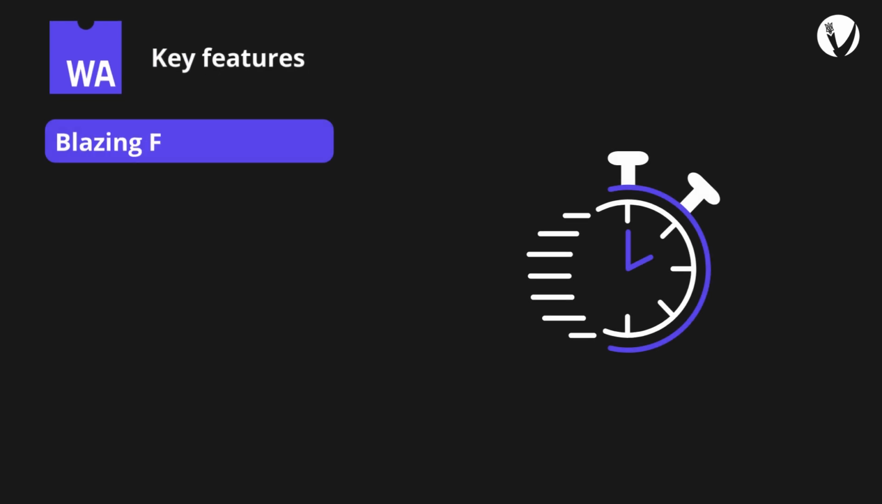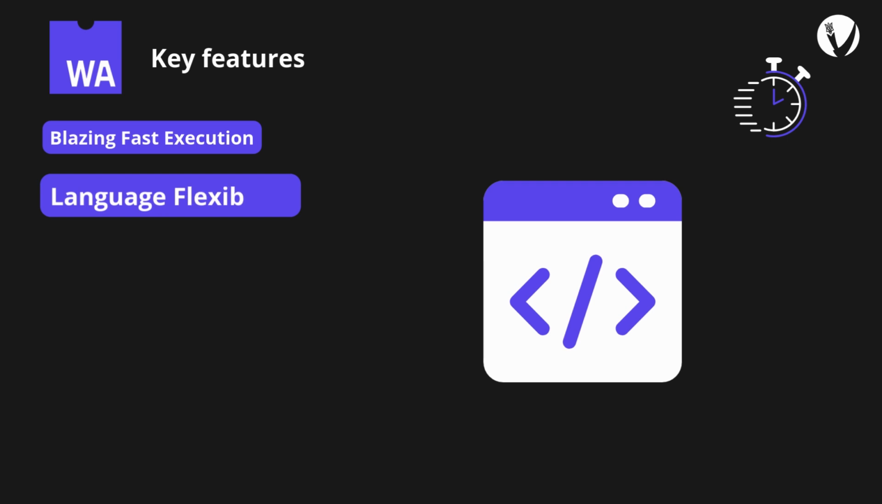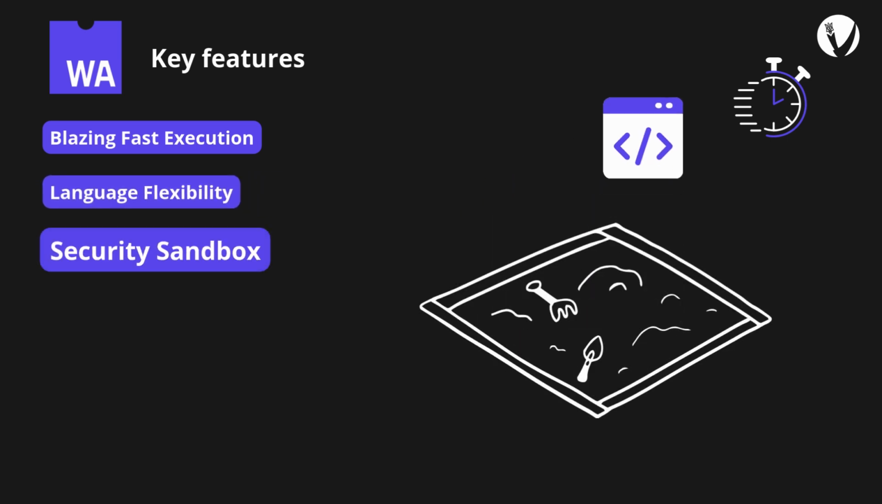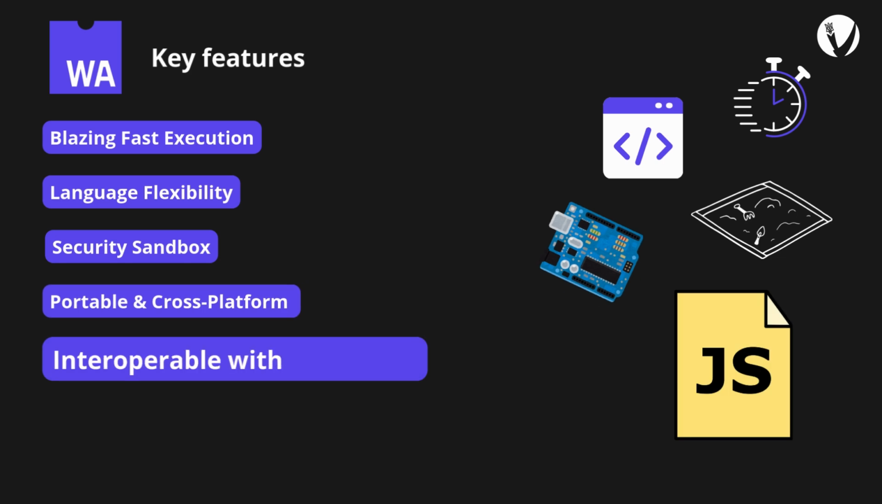Let's talk about key features. Blazing fast execution, Wasm is compiled, not interpreted like JavaScript. Language flexibility, write in your favorite non-JS language. Security sandbox, safe execution in the browser without direct memory access. Portable VM, cross-platform, runs on any modern browser. Interoperable with JavaScript, use Wasm with JS, not instead of it.